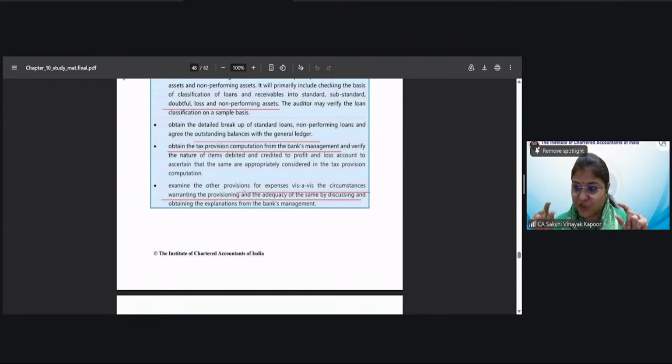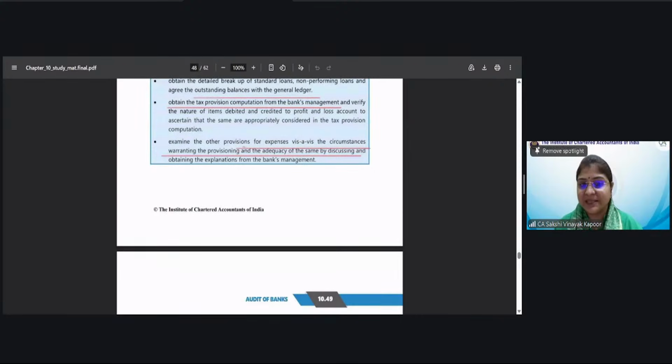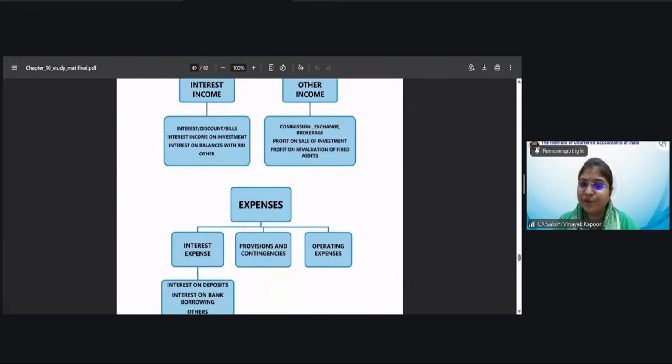Then tax provision. I told you, you will obtain the provision computation from the bank's management and verify whether the items debited or credited in the PL are as per the norm or not. For example, I gave you the expense, you cannot debit penalty. Penalty is a disallowed expense. Then other provisions, you will see that they are warranted and check their adequacy by discussing with the bank management. So are these points clear to all of you?